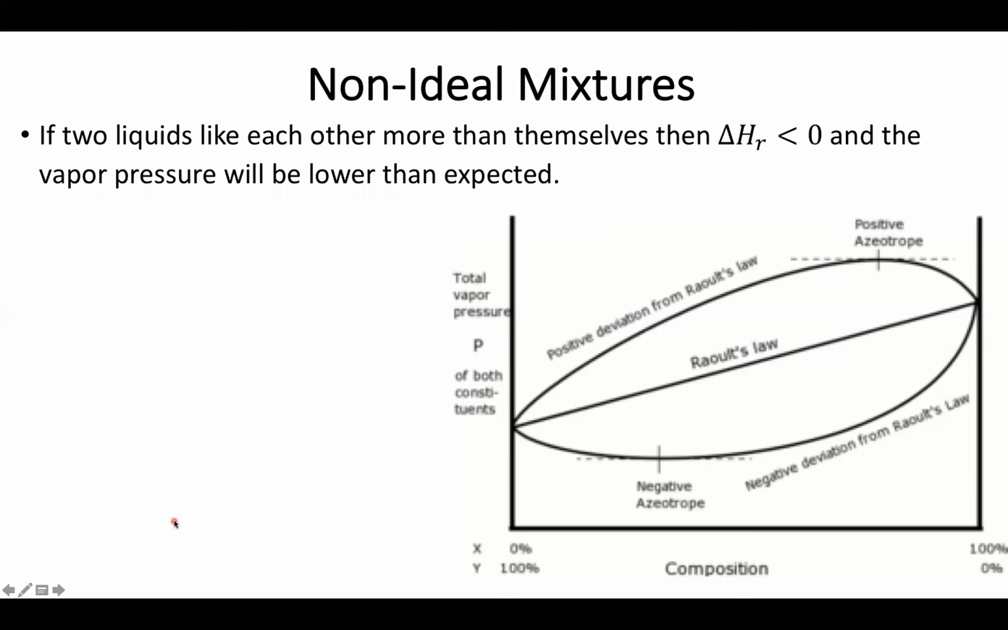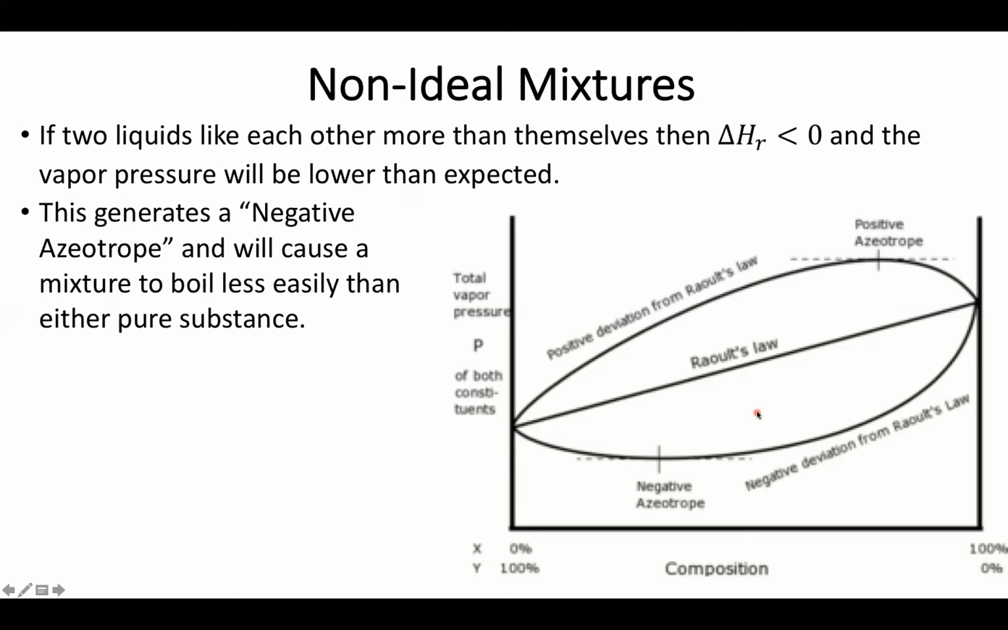So we also have the other side. What happens if I mix two liquids together and they like each other way more than they like themselves? At this point, we'd have an exothermic reaction. So I mix together two liquids, it produces a whole bunch of energy, which tells me that they don't want to leave each other. They are best friends and will never go anywhere. At which point it generates a negative azeotrope. The vapor pressure is going to be lower than for either the pure solute or solvent.